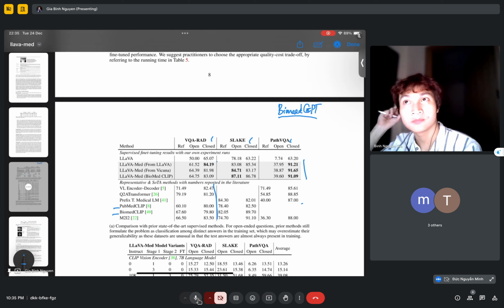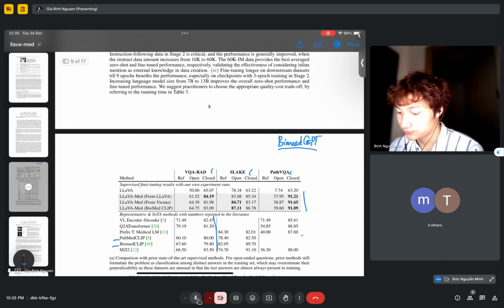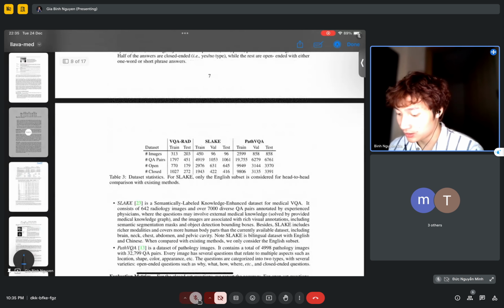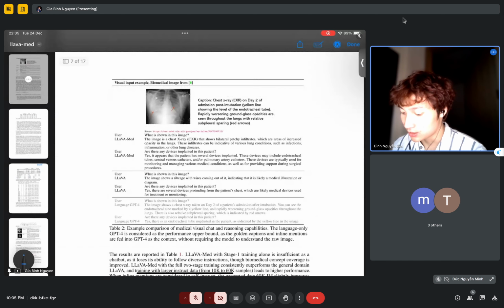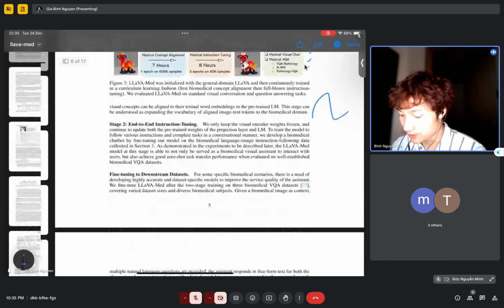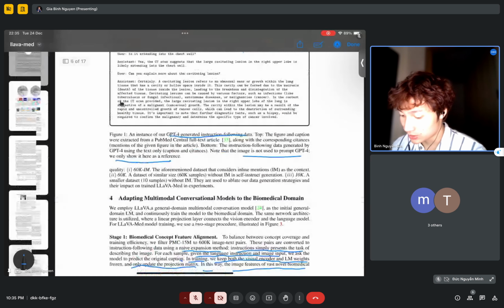Can you show us all of the training data that LLaVA-Med was fine-tuned on? Yeah. Here it is fine-tuned for the VQA task. It's a downstream task, and LLaVA-Med is fine-tuned on 3 datasets.